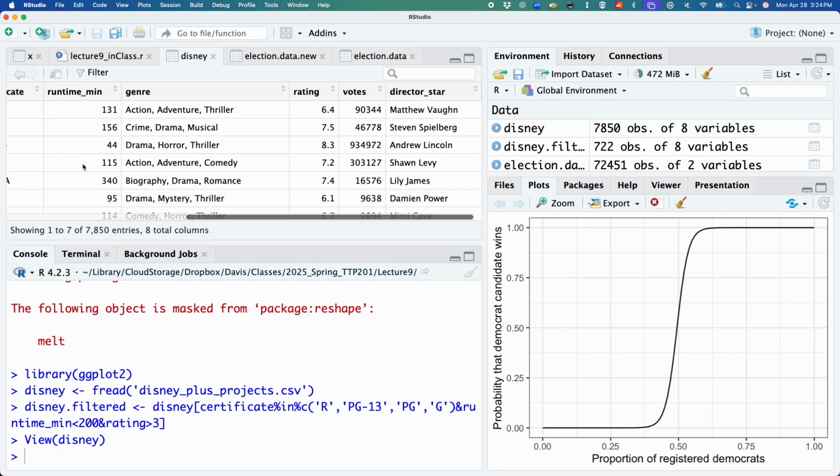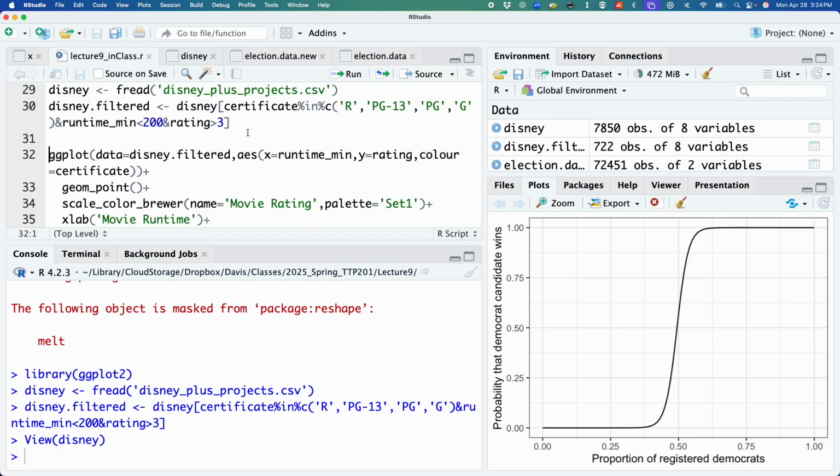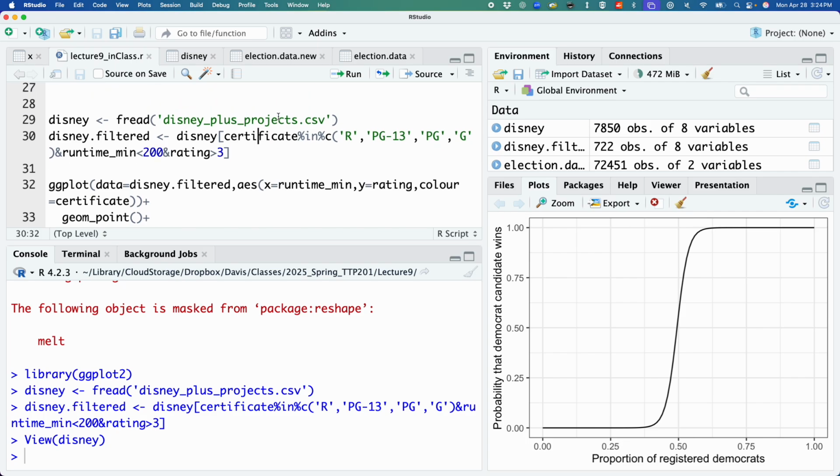So this is a very arbitrarily constructed regression, but the idea is I want to know what the relationship is between the certificate or the movie rating, and how long the movie is, and the rating score of the movie. We're only going to look at movies. I've done a little bit of filtering: I'm only looking at things that are less than 3.5-ish hours, and they all have to have a rating above 3. Just makes it a little bit cleaner. Okay?